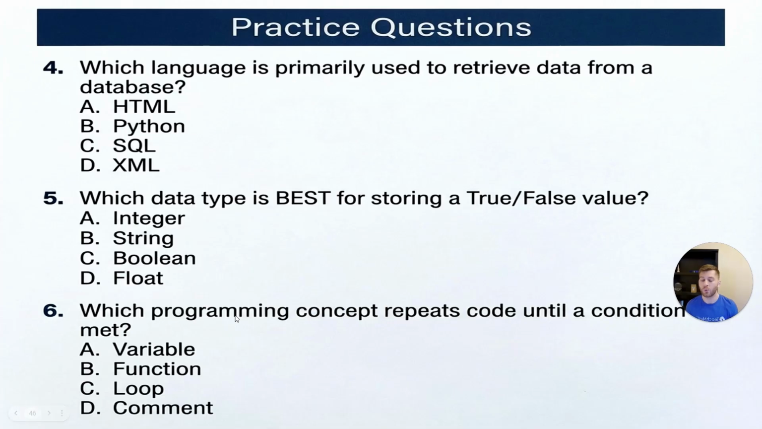Number 6, which programming concept repeats code until a condition has been met? That is going to be C, which is loop. So a loop, if you think about the flowchart examples that we've shown throughout this section specifically, our loops take us through our flowcharts. They move us from different areas, and a condition has to be met, or else code just starts to repeat.